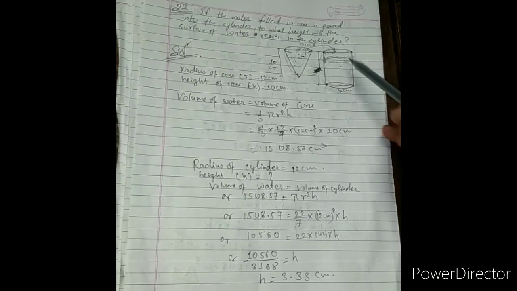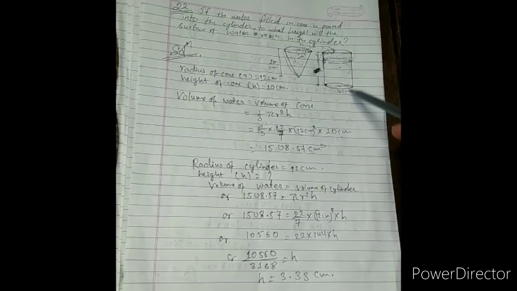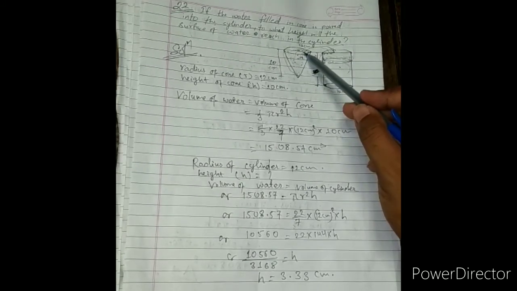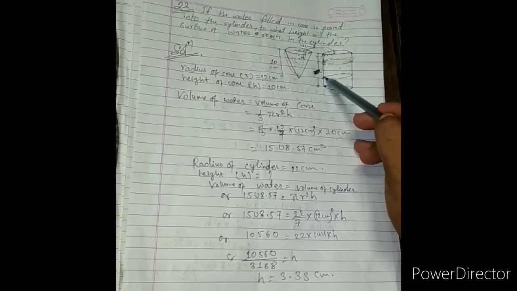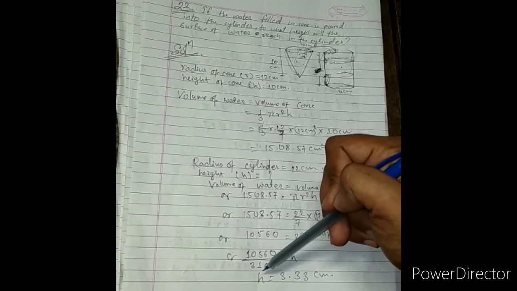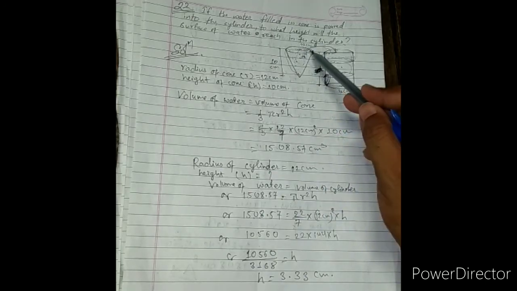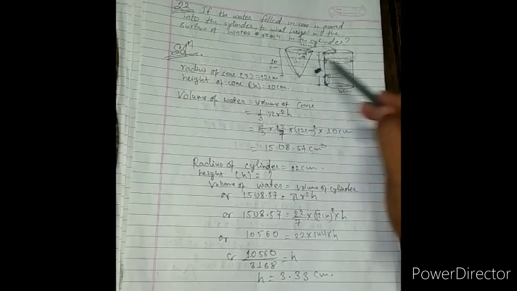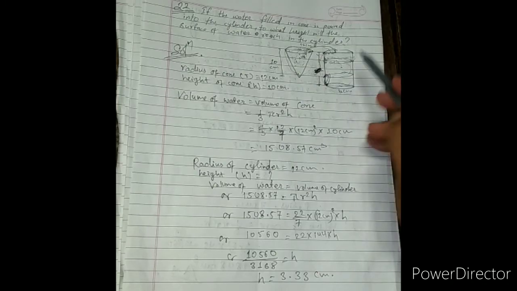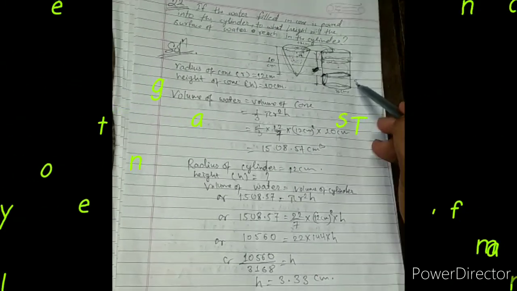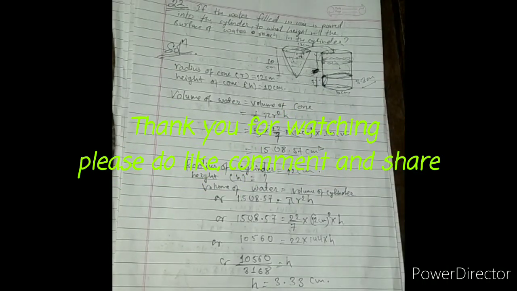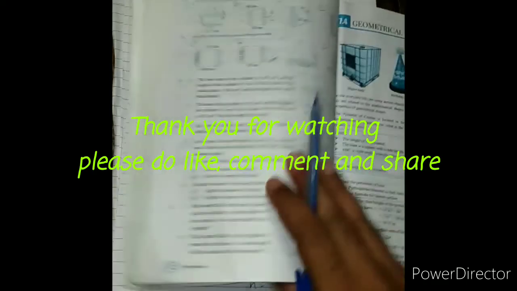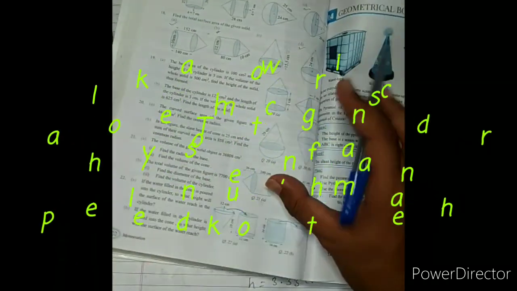This is not the total height; we are only finding the height of the water level, from the bottom up to where the water will reach. If the heights of these two are the same, then it is one third only, so it will be down to 3.3 centimeter. Now similarly you can find the next one in question number B.